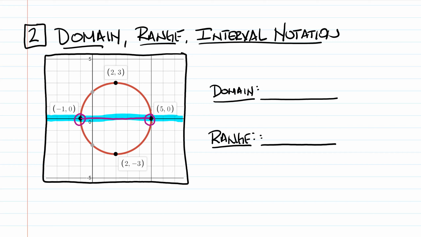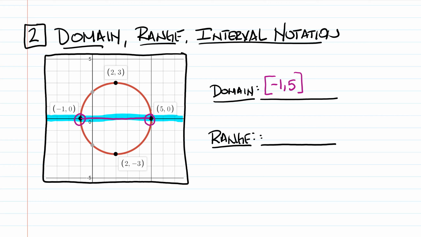So the domain written in interval notation would be a bracket, -1, 5, and then another bracket. The reason we're using the brackets is because the -1 and the 5 are part of the domain.